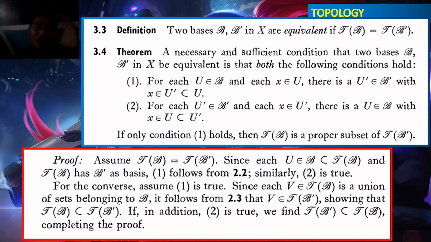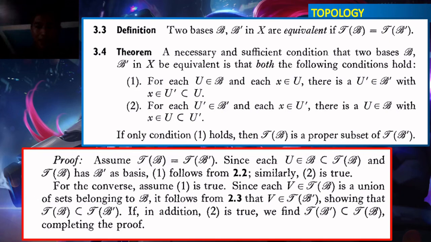Now, next. Theorem 3.4. Okay, this is the last theorem. So, a necessary and sufficient condition that two bases script B and script B prime in X be equivalent is that both of the following conditions hold. Number one, for each U element in script B and each X element in U, there is a U prime element in B prime with X element in U prime subset of U. So, let us just picture it out. If you have X as an element of U, where our U is a circle, for example, a circle. Okay.